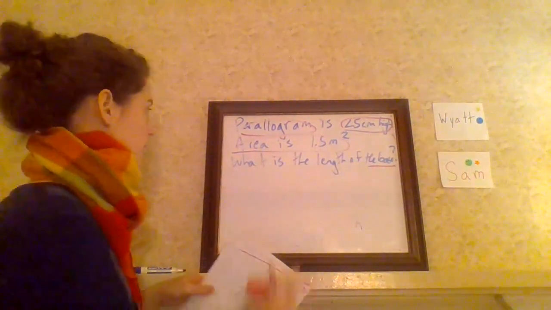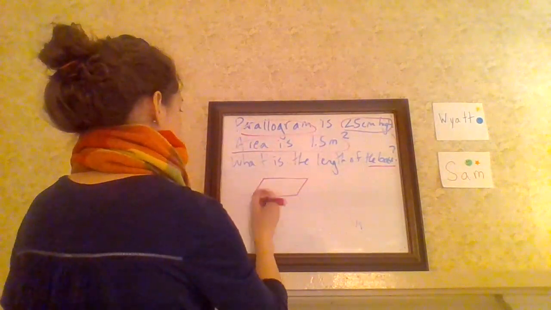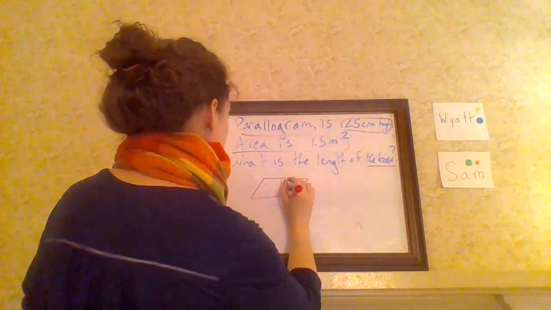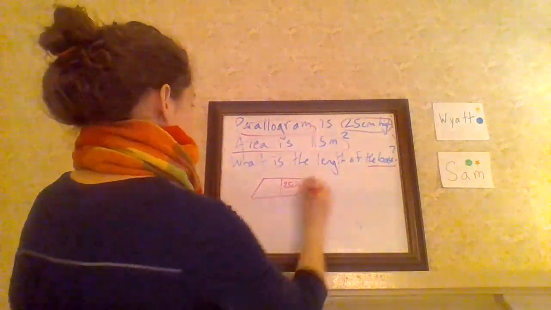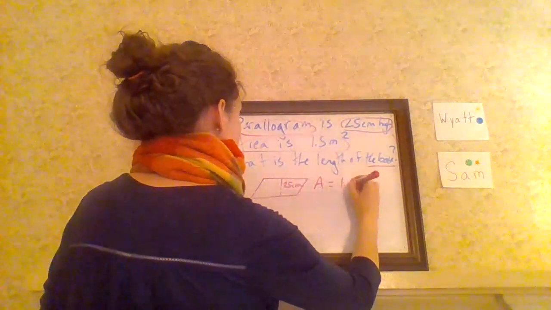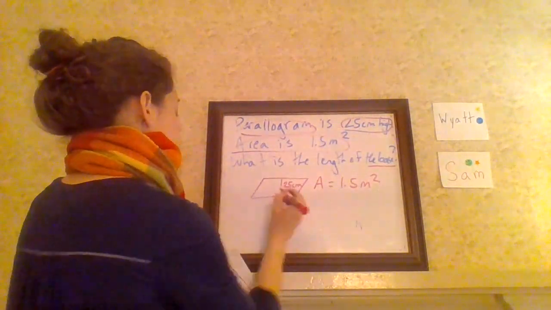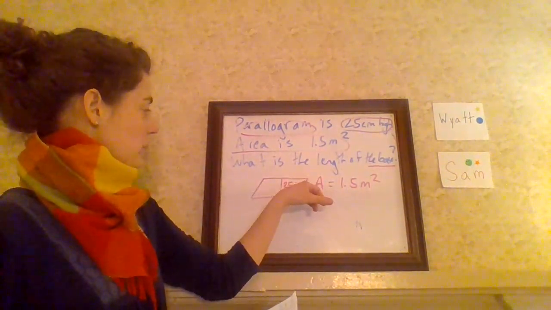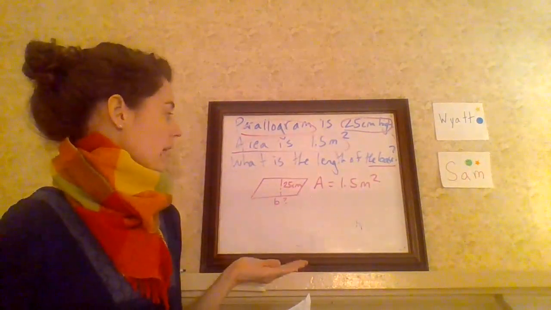So let's draw a quick sketch. Parallelogram is 25 centimeters, and the area is 1.5 meters squared, and we don't know what the base is. Now again, this is one of those problems where we have some centimeters and some things in meters, so we need to convert one or the other.